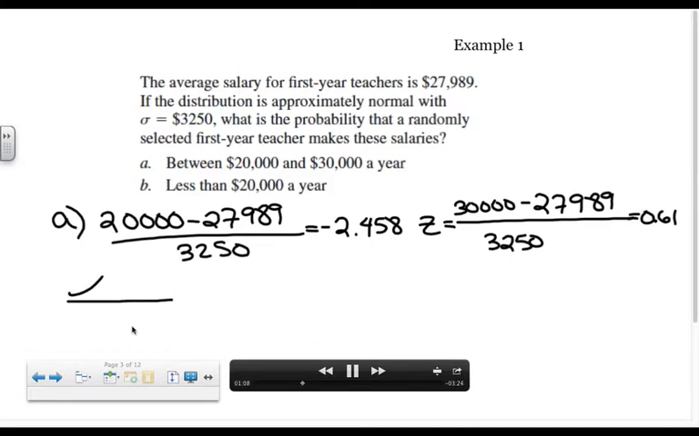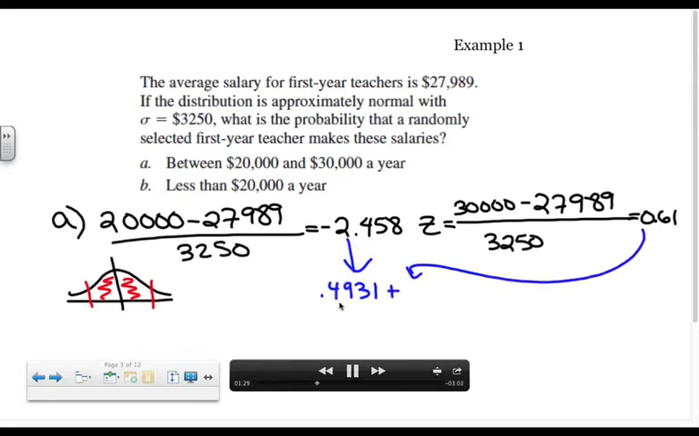All right. So now I draw my picture, and I have my z-score of negative 2.458 and 0.61, and I want to find the values between them. So if I look on my probability charts, I'm going to add these two areas together once I find them. So here the area for this one is 0.4931, and for this one is 0.2291. I add them together, and I get the probability that the average salary is between $20,000 and $30,000 a year is 72%. Okay.